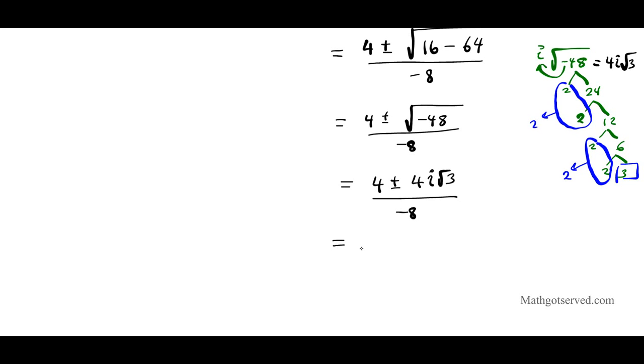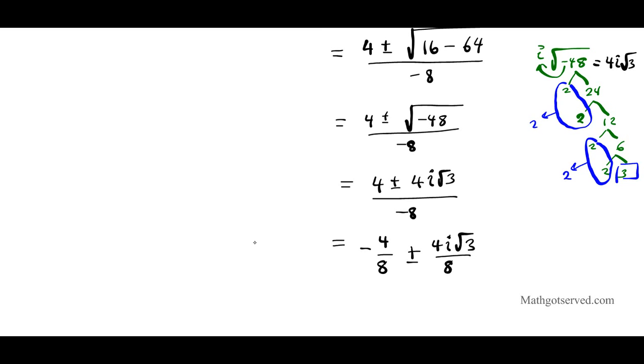So we're going to have negative 4 over 8. See this negative downstairs? It came out because positive over negative is negative. Plus or minus, the opposite of plus or minus is minus or plus, which is the same thing as plus or minus. 4i over 3 divided by 8.